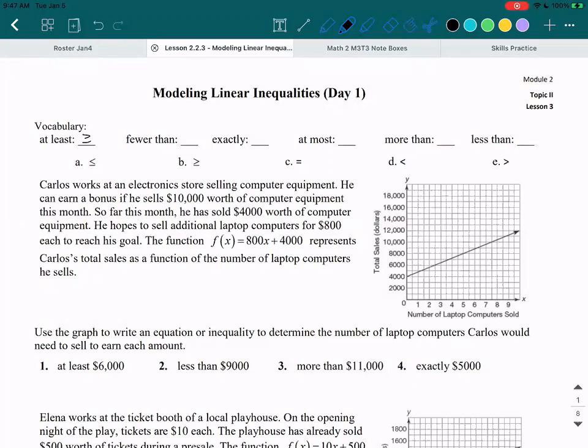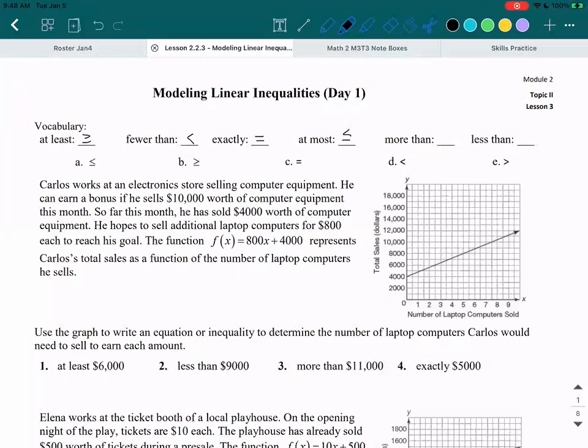If the problem says fewer than, then you want to use the less than symbol, because fewer than is literally just less than. It's a synonym. If it says exactly, you will want to use the equal sign, because exactly means equal to. If it says at most, you will want to use the less than or equal to symbol, because at most means you want less than it or you can equal it, but that's the highest it should be.